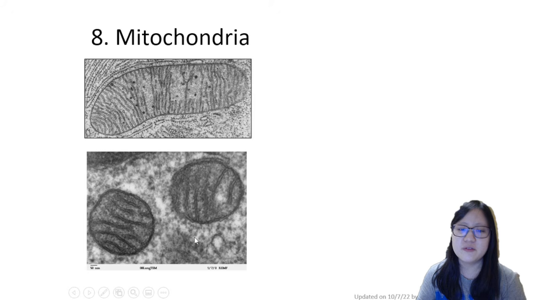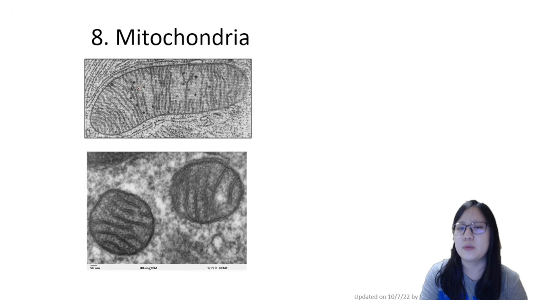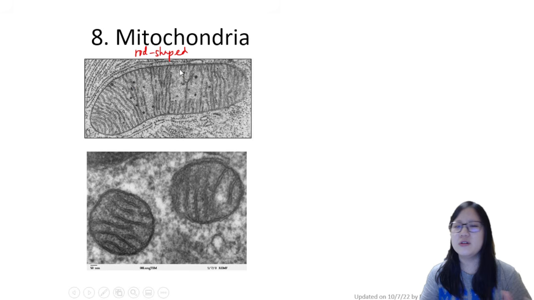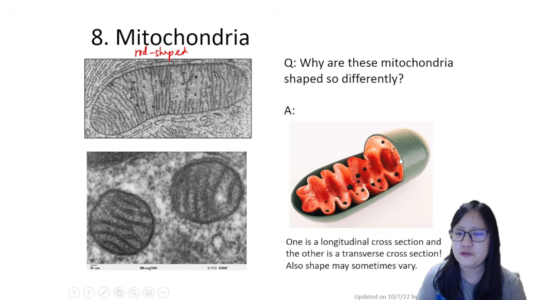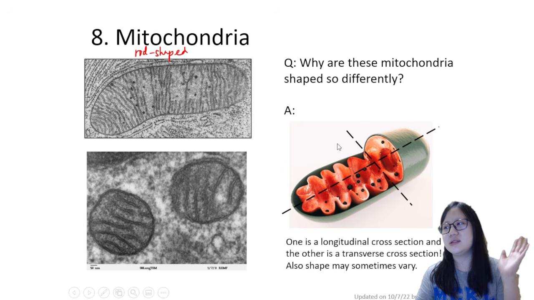Sometimes it looks cylindrical, like rod shape. That's what we call this shape, by the way, rod shape. And sometimes it looks circular, so oval, circular. Now, it's because you're probably seeing it differently. One is a longitudinal cross-section, one is like a transverse section.